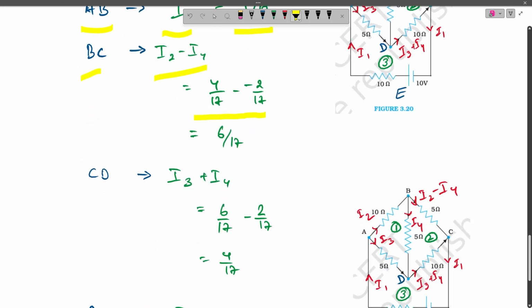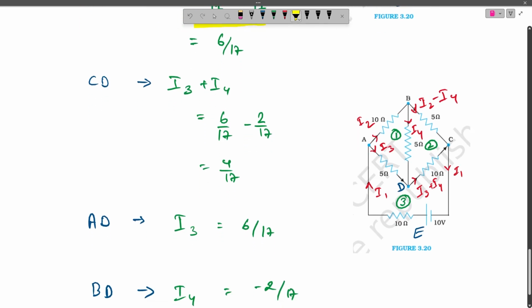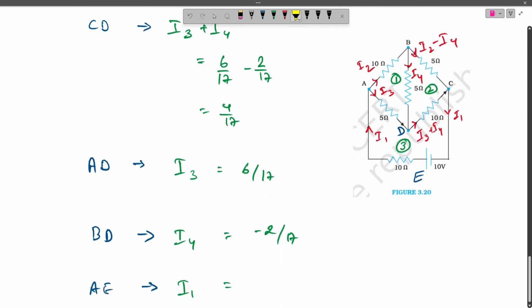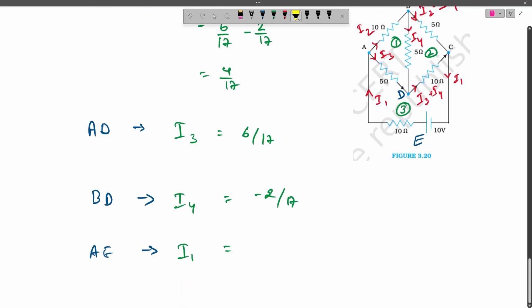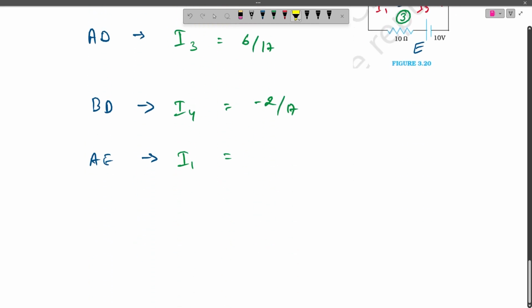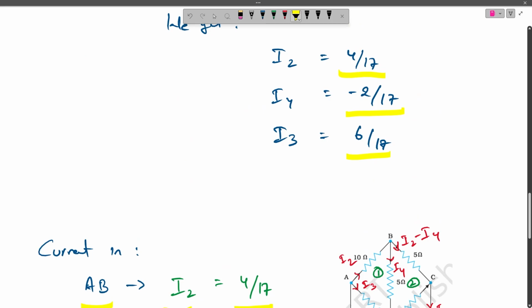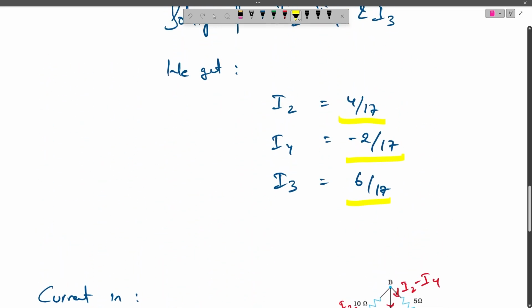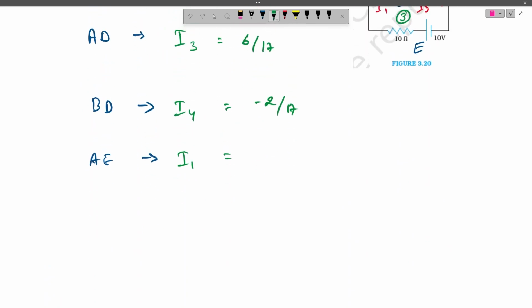So using the same approach, we can find the current in BC, AD and BD and AE as well. The current in AE would be equal to I1. Now I1, as I said before, is given by I2 plus I3, so we can simply add 4 by 17 and 6 by 17, and we will get 10 by 17. Each of these currents will be in amperes.